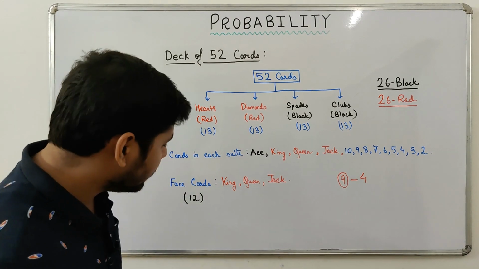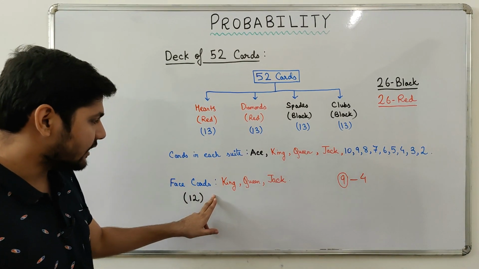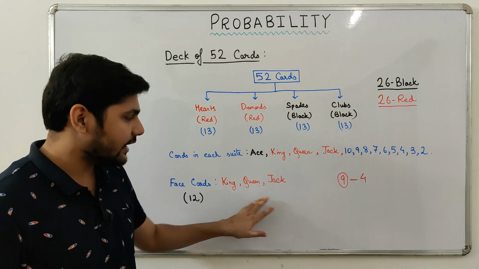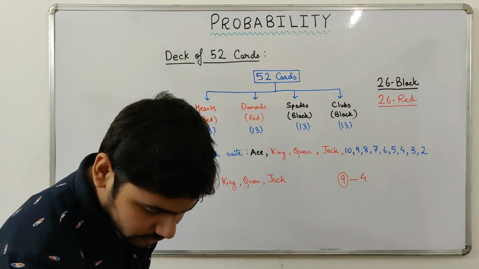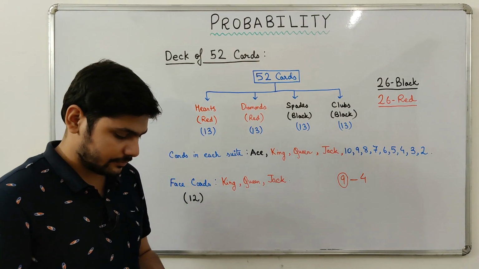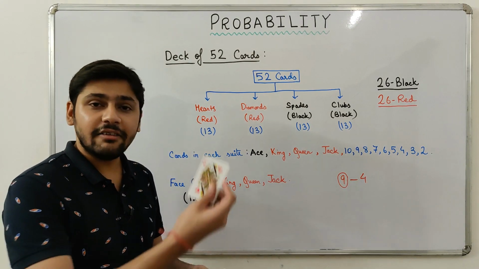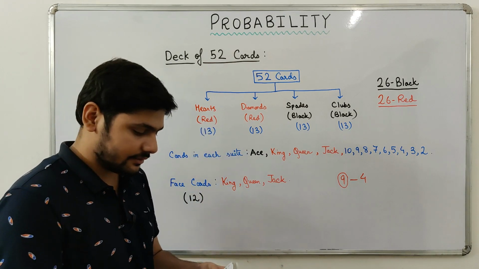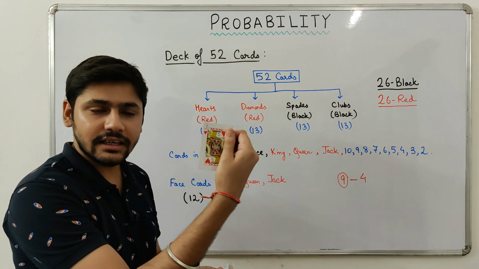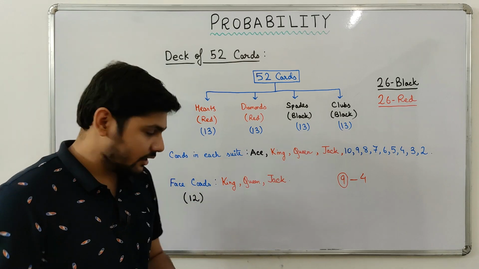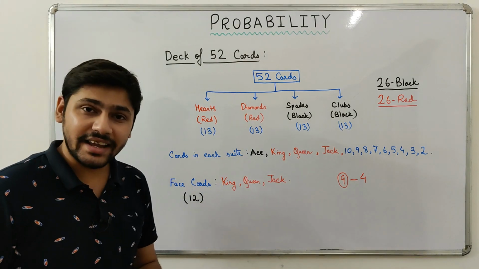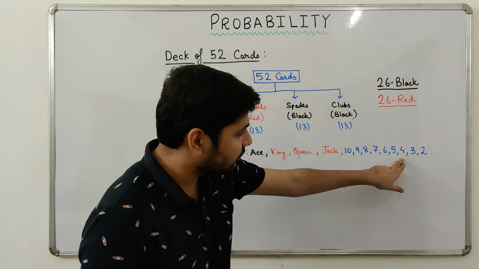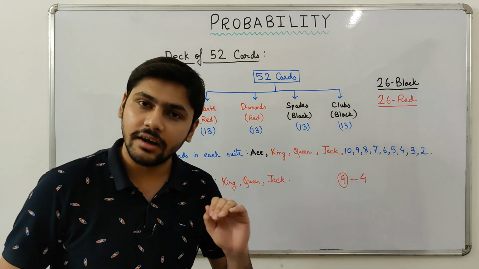Okay, now we come to the next thing, which is face cards. There are 3 face cards, which are king, queen and jack. And why is that? Because these cards have face on them. As you can see, queen has a face, king has a face and jack has a face. So that is why these cards are called face cards. And 10, 9, 8, 7, 6, 5, 4, 3, 2 are called numbered cards.